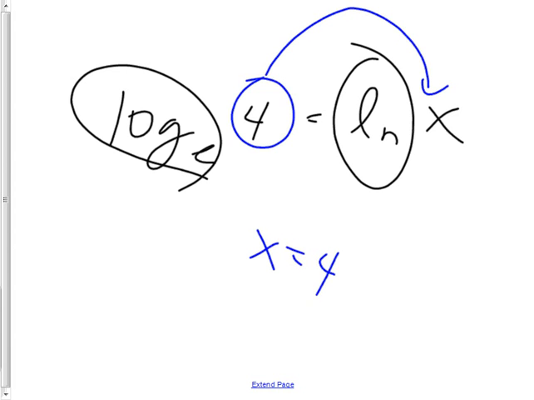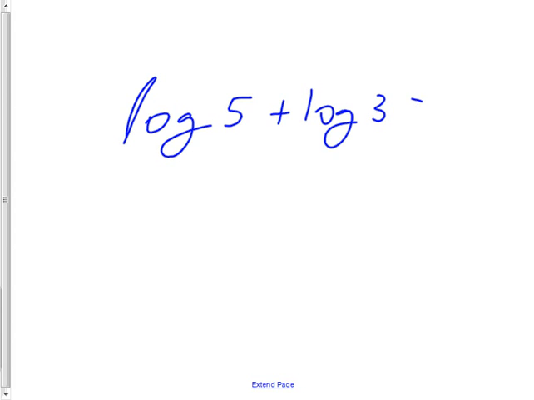So of course the problem won't be that simple. It might be something like this. What do you think? What do you think the answer is? 8? Not correct. 15. How can it be 15?